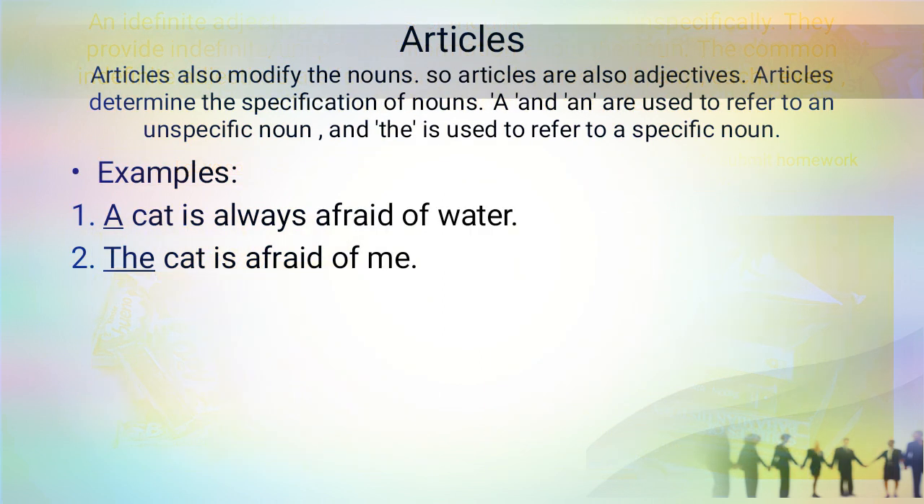Articles. Articles also modify the nouns, so articles are also adjectives. Articles determine the specification of nouns. A and an are used to refer to an unspecific noun, and the is used to refer to a specific noun. Examples are: A cat is always afraid of water. The cat is afraid of me.